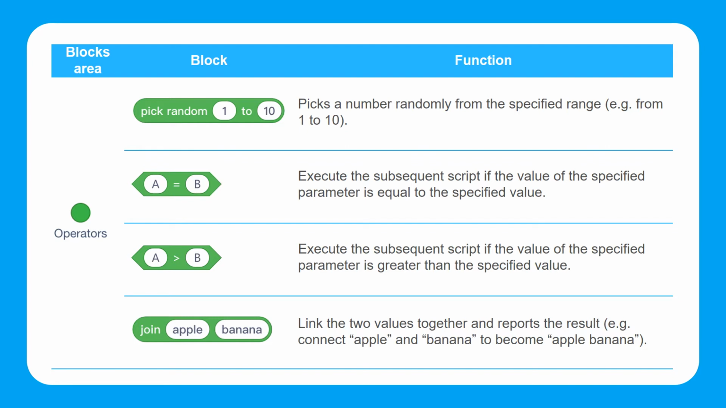The A equal to B block. This block executes the subsequent script if the value of the specified parameter is equal to the specified value. The A greater than B block. This block executes the subsequent script if the value of the specified parameter is greater than the specified value. The join apple banana block. This block links the two values together and reports the result. Example, connect apple and banana to become apple banana.